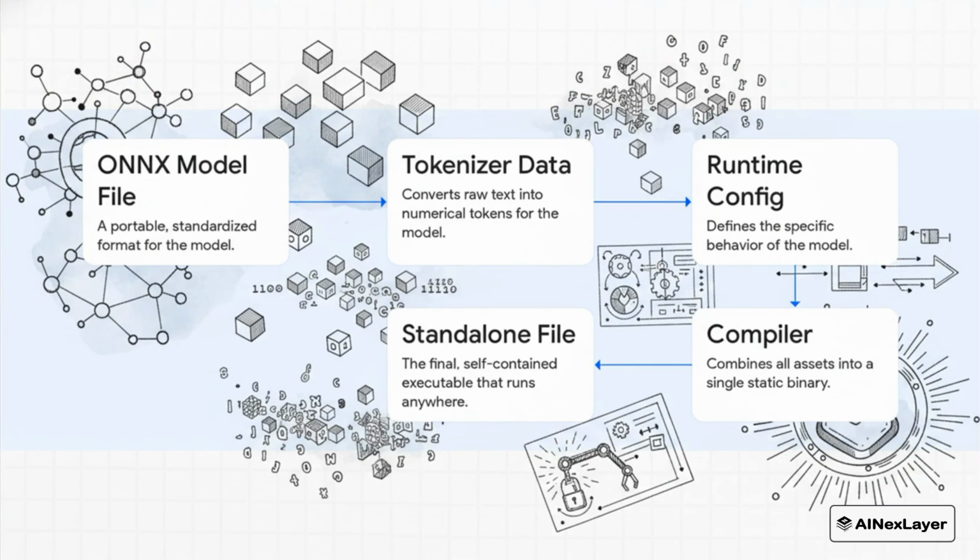The whole thing kicks off with three main ingredients. First, you need your model, but it's in this universal portable format called ONNX. Think of it like a PDF for AI models. Second, you have the tokenizer data, which is basically the model's dictionary for reading human language. And third, a config file that tells the model how to behave. Then the Encoder File compiler just takes all three, works its magic, and bundles them all up into that one single, ready-to-go binary file.